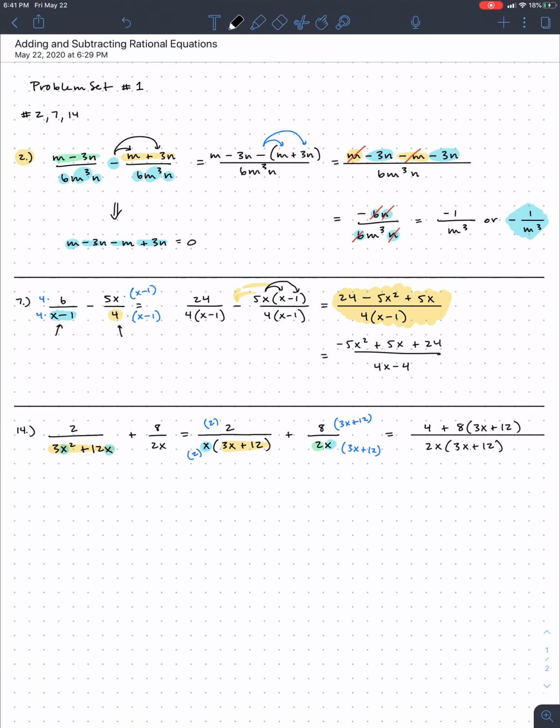So let's see. Here's what we got. So we have 4 plus 24x plus 8 times 12 is 96. I think it's 96. This is where my brain is kind of in summer vacation mode. But yes, I am checking on my calculator because I'm never sure. And that's all right.